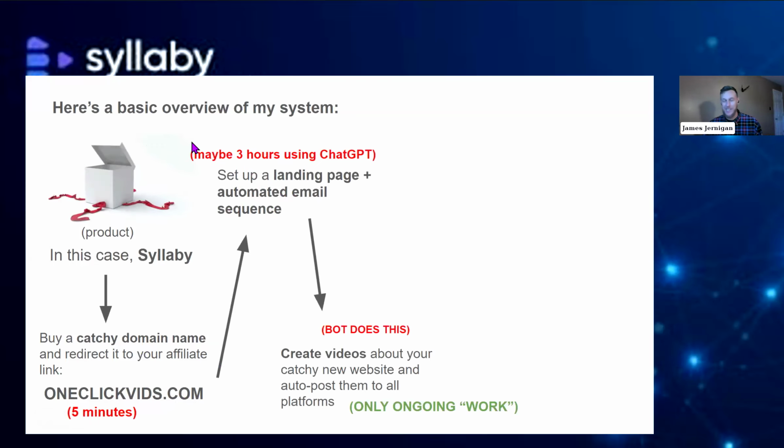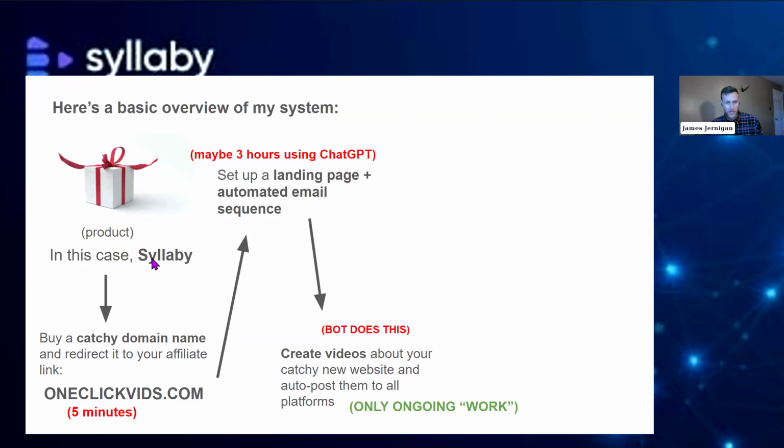So then you're going to set up a landing page and an automated email sequence. This is something that might take you 3 hours using Chat GPT. So all the website builders, whether you're using WordPress, Wix, Squarespace, ClickFunnels, Go High Level, whatever, they all have templates, right? So you can click a template and in a matter of minutes have a web page set up, a landing page saying, hey, if you want more info about this offer.